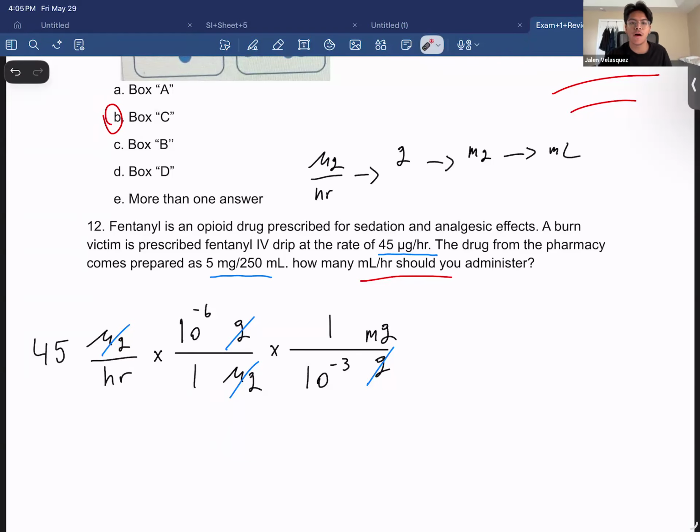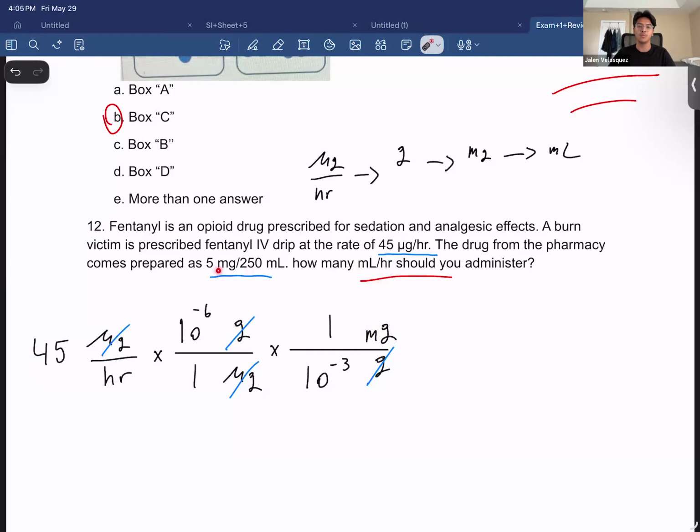Everybody following so far? Any questions up to this point? All right, so now where am I? If I were to stop doing my math, where are my units? I have milligram per hour, right? I want milliliters per hour, right? So here's the weird thing where we have milligram, but we need to convert that into milliliter.